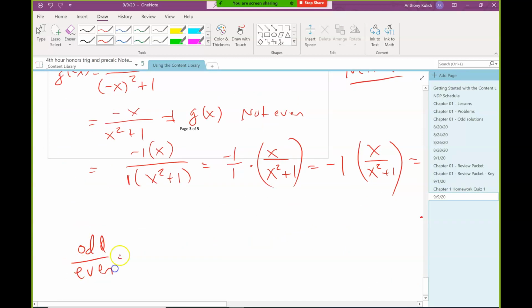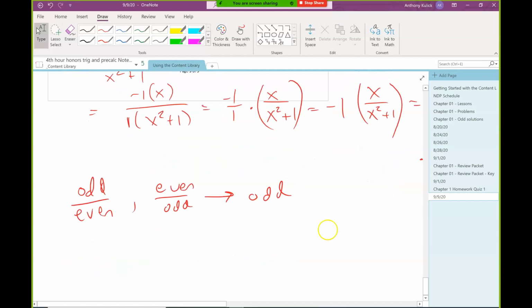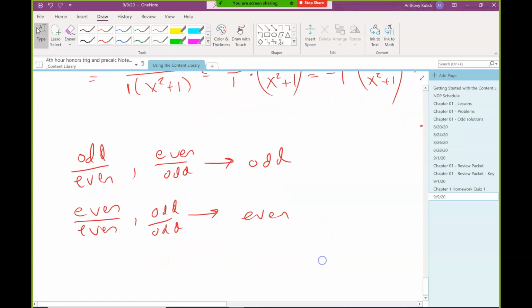Odd over even, or even over odd should be odd. And then even over even, odd over odd, those should both be even. And then if there's a neither involved, I'm not sure. Why would this be true? Can we prove something like that? We should be able to prove that, right?